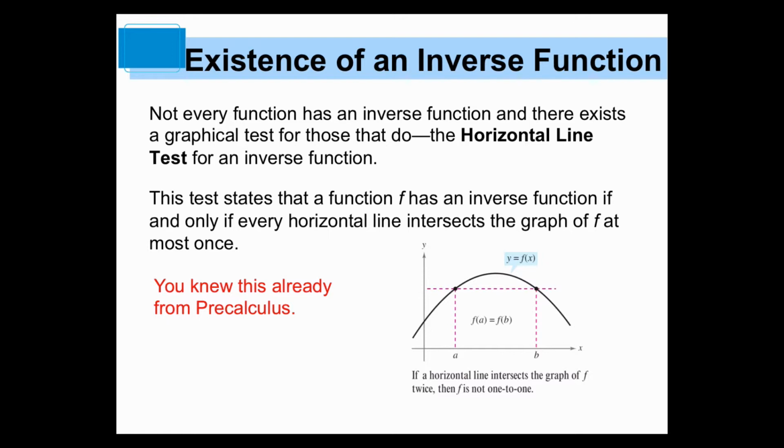So you think about this U-looking thing. If I flip that over, what's the way it's going to point? It's going to point this way, and it won't pass the vertical line test.